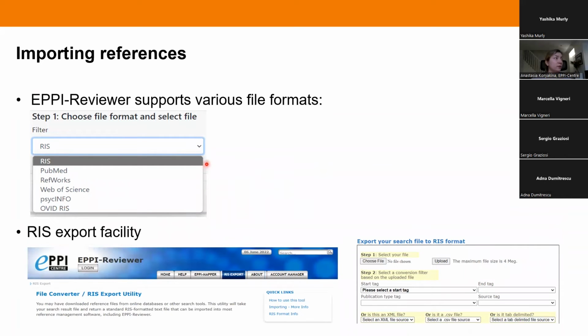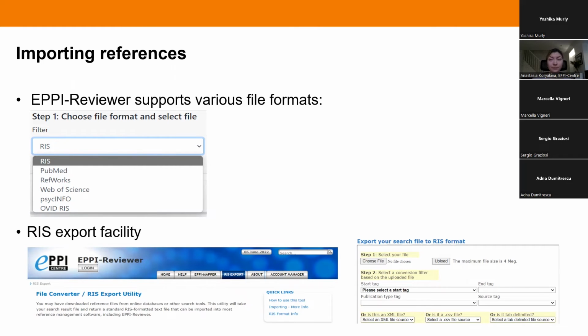EPPI-Reviewer supports various file formats, but if you do not find the right file format in this list, don't worry, we've got a RIS export facility on our website in here that will allow you to convert the file that you have into RIS. It covers most file formats, and it's very likely that it will be able to help you to convert your file into RIS. We've got instructions on how to use this tool in here. Please check them, or again, drop us a line to EPPI support and we'll be happy to guide you through this facility.